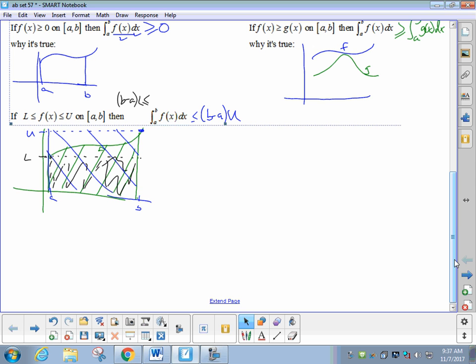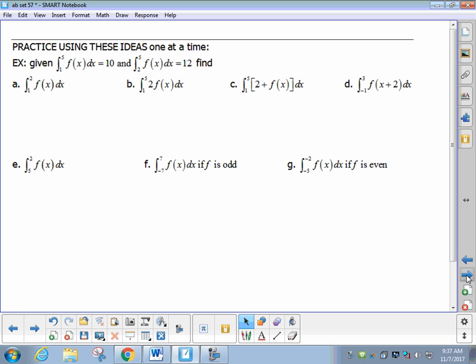Now, using this requires practice. I tried to build it up slowly. So these are good examples of using one of these ideas at a time. A, B, E, F, and G are pretty straightforward. C and D require a little more thought. I will give you a second to think about those. Feel free to talk over, and once just about everybody's had a chance to do them, we'll go over them.